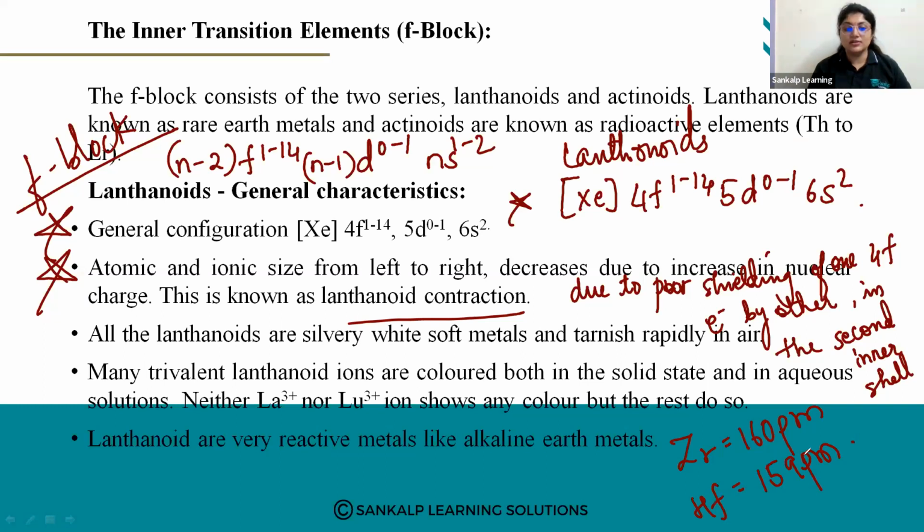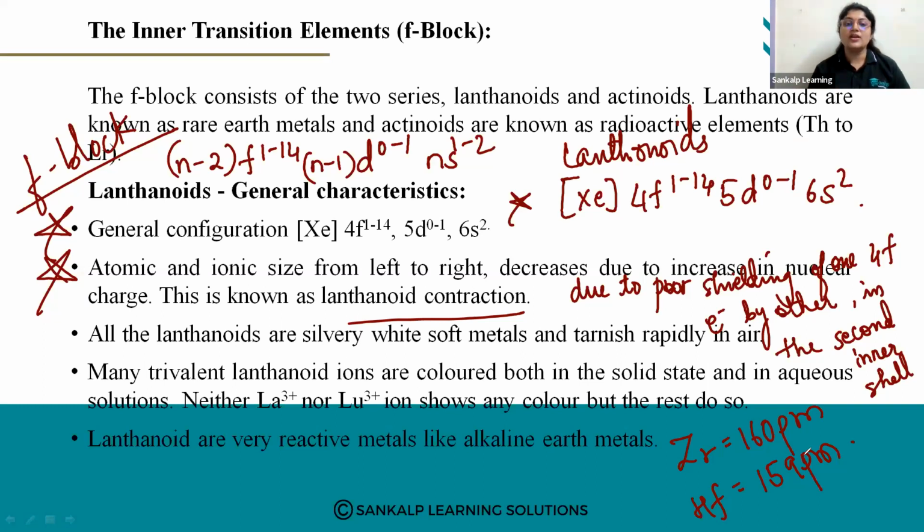So some of the elements in the 4D as well as 5D show the same size. Why? It is due to poor shielding. So almost the size of zirconium and hafnium is similar. Now another consequence: due to lanthanide contraction, the elements of 5D and 4D series occur together in nature. Hence, they are difficult to separate. Because of the same size, these elements occur in nature together, so it is very difficult for their separation.